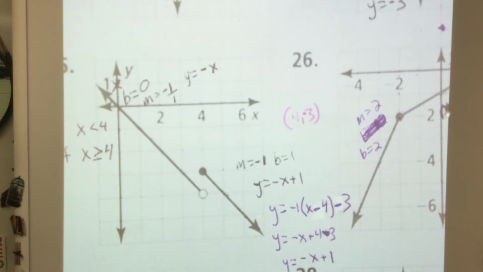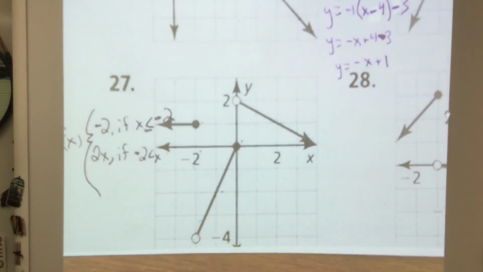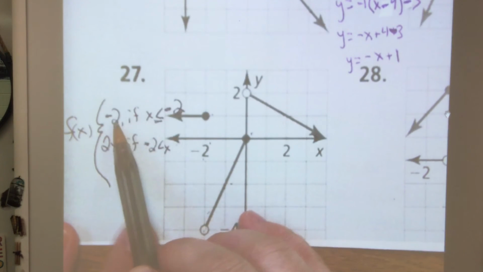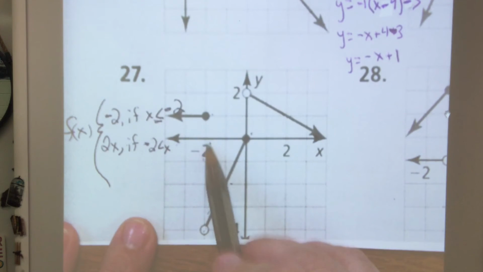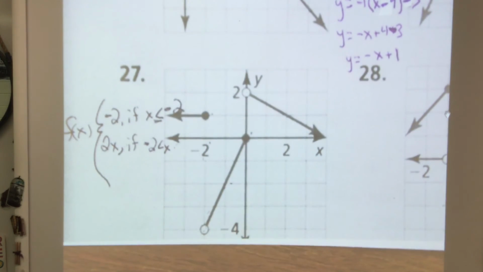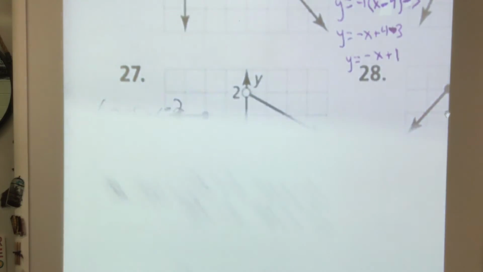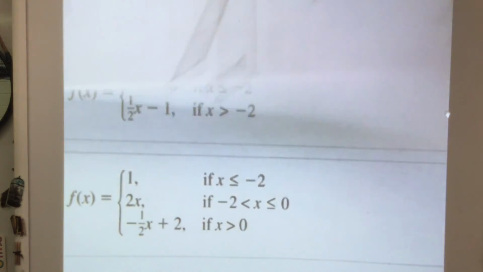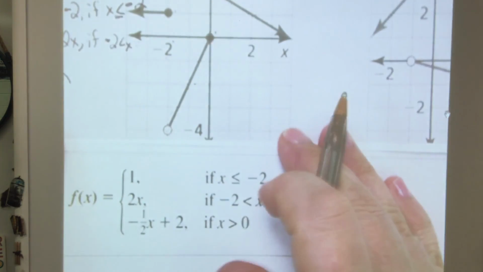Oh wow, you can't even see what I'm doing. Here we go. So sorry. So -2, if x is less than -2, this one is between -2 and 0. That's what I'm trying to write here. I don't have enough room. How about I just show you, because I have more room here.